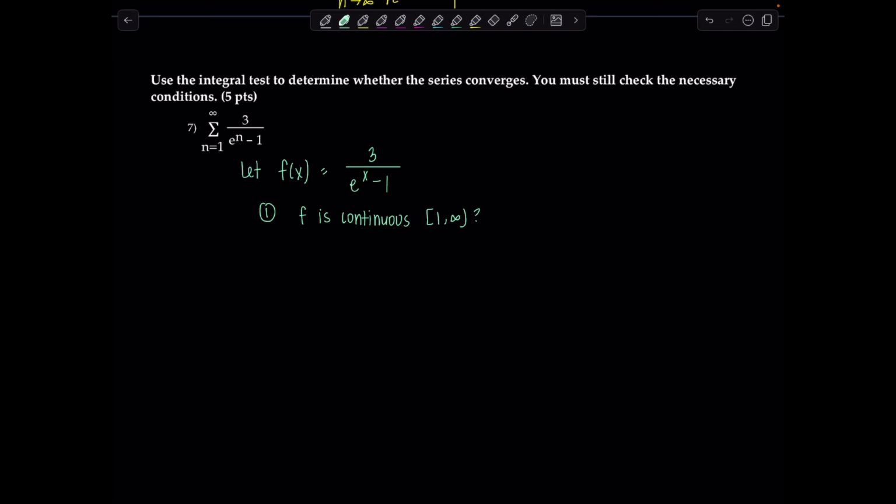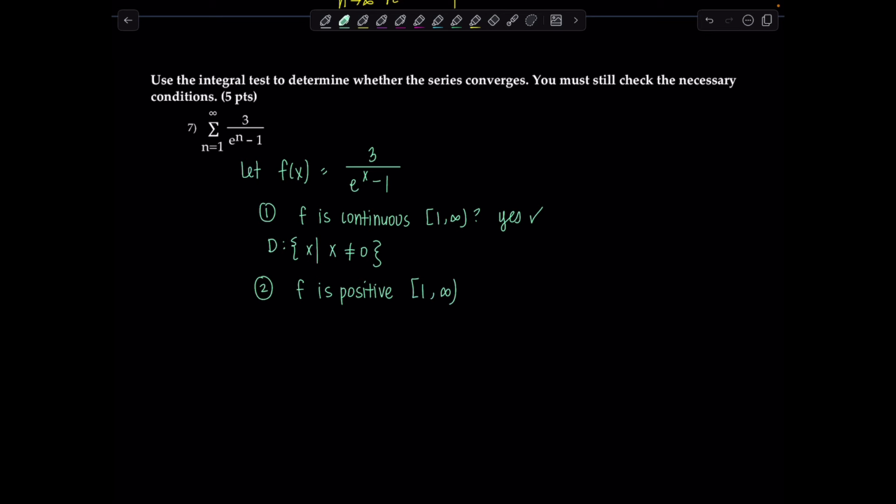Okay, so the domain of my function is all real numbers or all x's such that x is not 0. But that's fine because 0 is not a part of the interval from 1 to infinity. So we're good. Is f continuous on 1 to infinity? Yes, that condition is satisfied. The next thing we need to check is, is f of x positive on the interval from 1 to infinity?